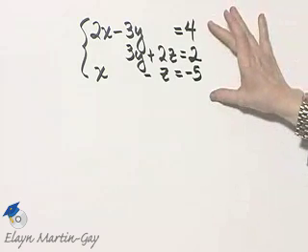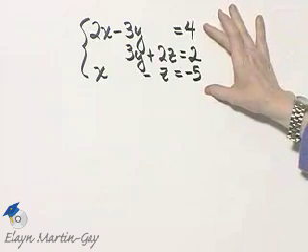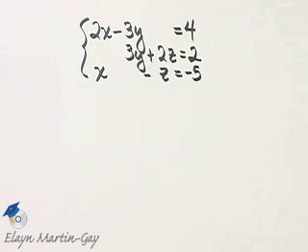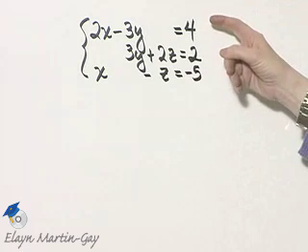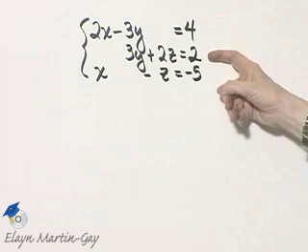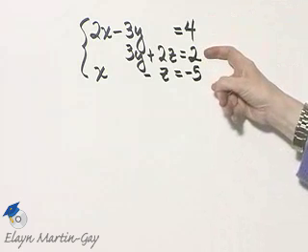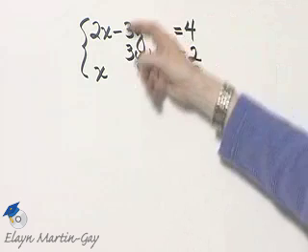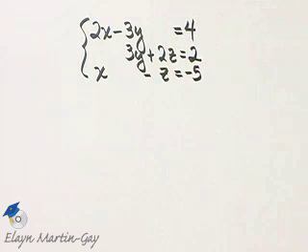Notice I have a system here of 3 equations in 3 unknowns, so we will pick any 2 equations and eliminate a variable. Now I'll pick equation 1 and equation 2 because I notice that if I simply add those 2 equations, the y's will subtract out.